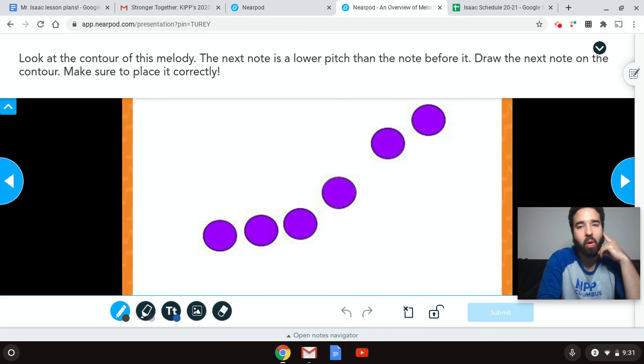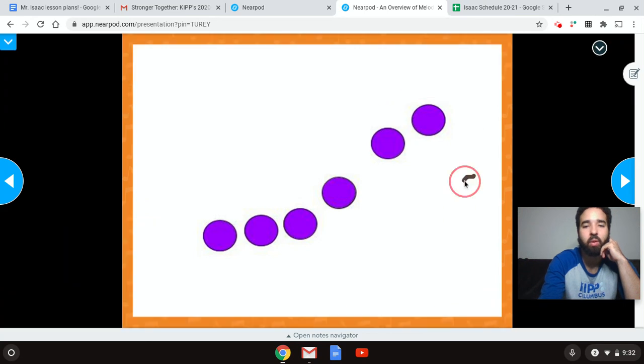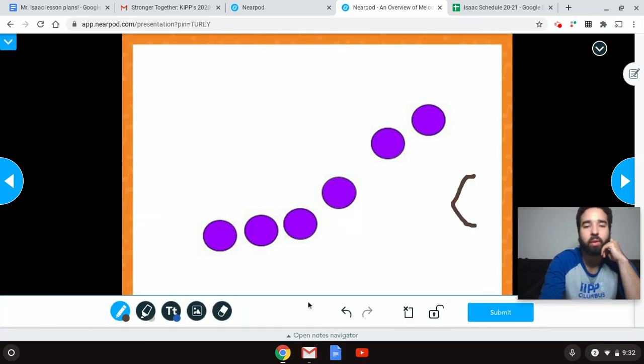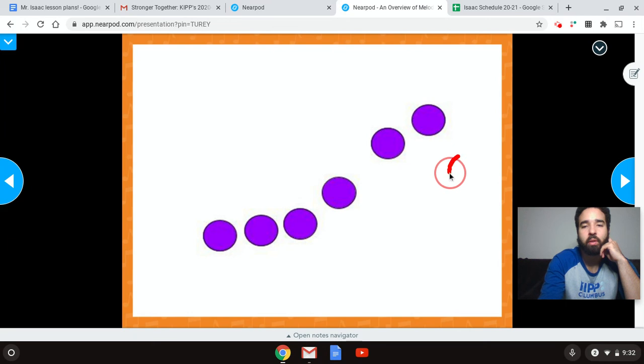The next note is a lower pitch than the note before it. Draw the next note on the contour. Make sure to place it correctly. So the next note on this contour is going to be lower than the note before it. So we're going to just draw a circle, and it's simply just going to be a note. Sorry, let me redo that. This is not pretty. Make it purple. Is there any purple? No purple. We'll do red. We're going to draw just a circle below it.